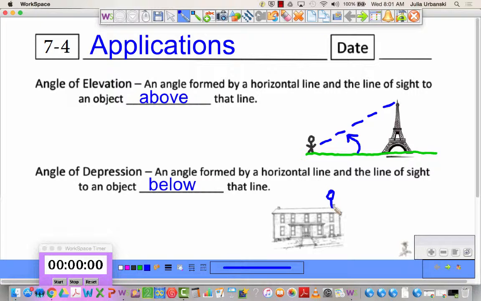Like there's a person up here, standing on top of the roof. You start out high, and your eyesight is like this, straight across. But depression means you turn your head downwards a little bit, and then you can see something that's on the ground. That's depression right there. This one's elevation. And that matters because in word problems, sometimes they'll use that word. They'll say an angle of elevation, and you have to put it in the right place in the word problem.